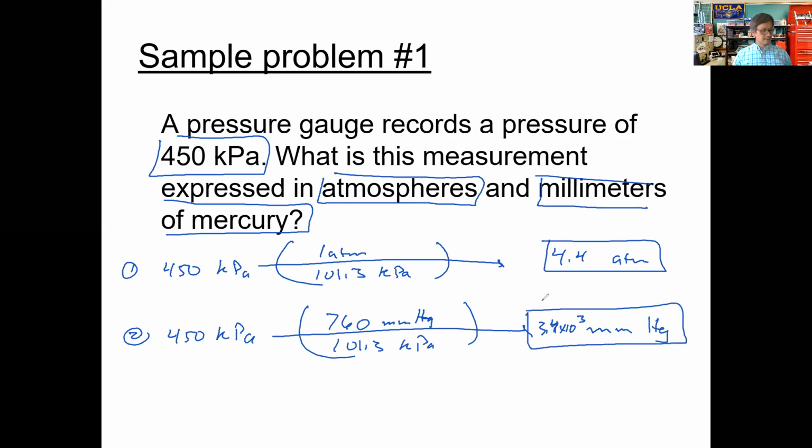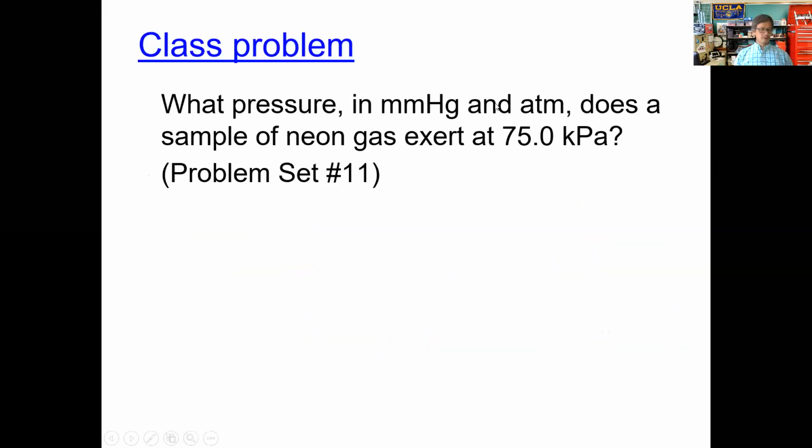What I'd like you to do is work through this next problem. Take a look at this problem, and take about 5 minutes to work on it. Then when you get back, we will go over this together.